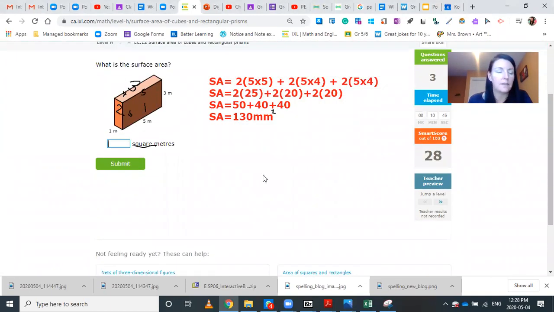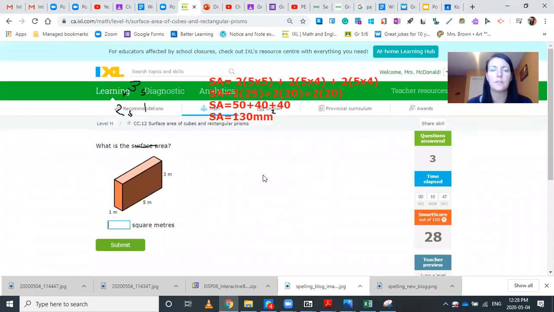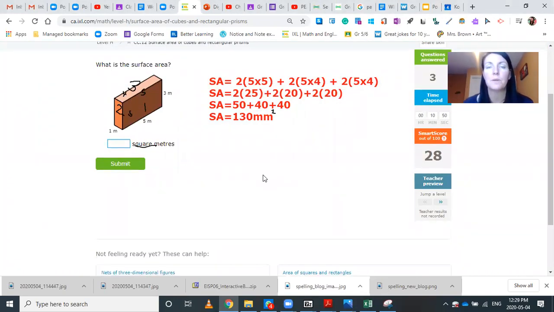All right, I hope that that helps you understand surface area and volume of both a cube and a rectangular prism. And you can continue practicing those today.